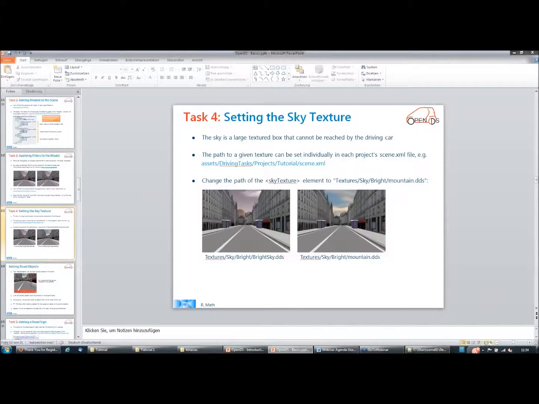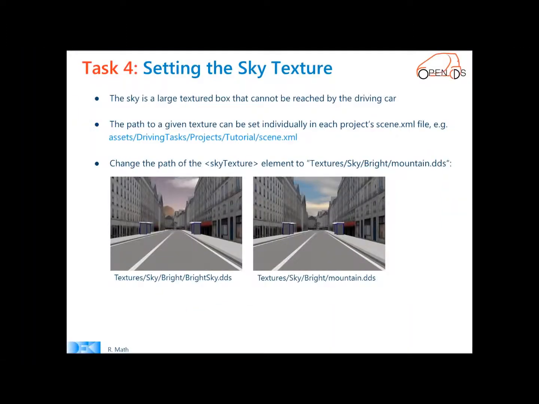So you can again try on your own to go to this scene file and find the sky texture element, and you just have to change the path, which is at the moment set to bright sky, and change the sprite sky into mountain.dds. And if you start the simulator again, you should see the sky texture changed.